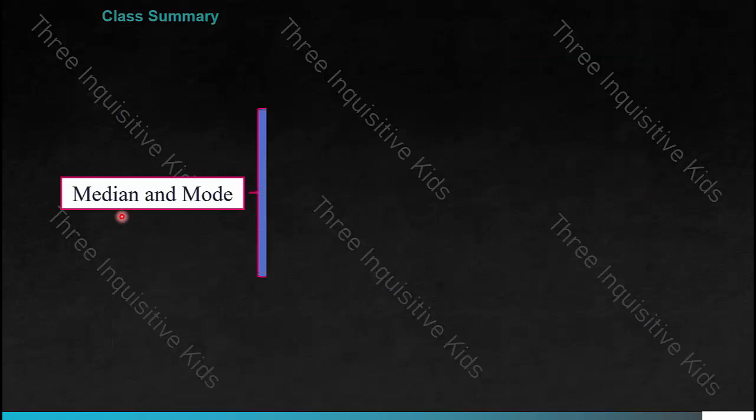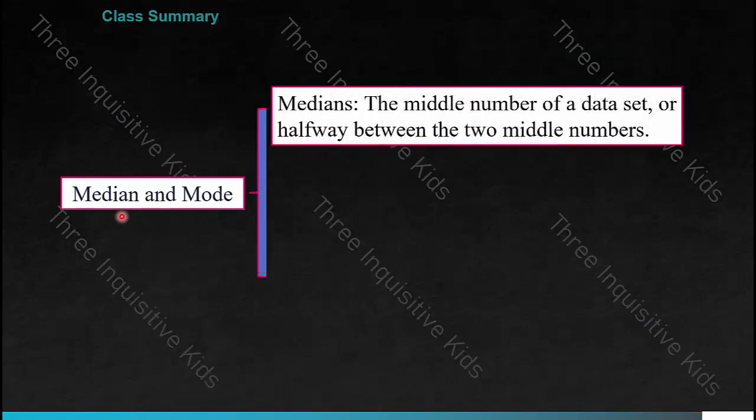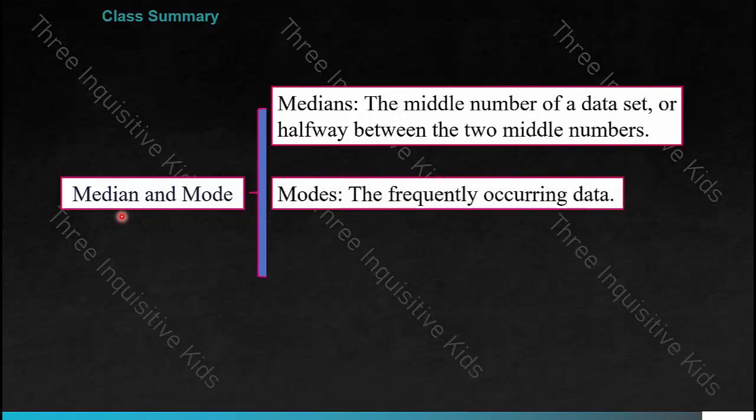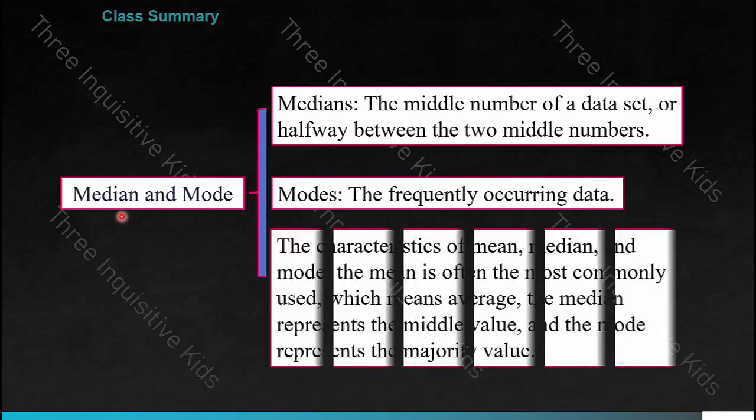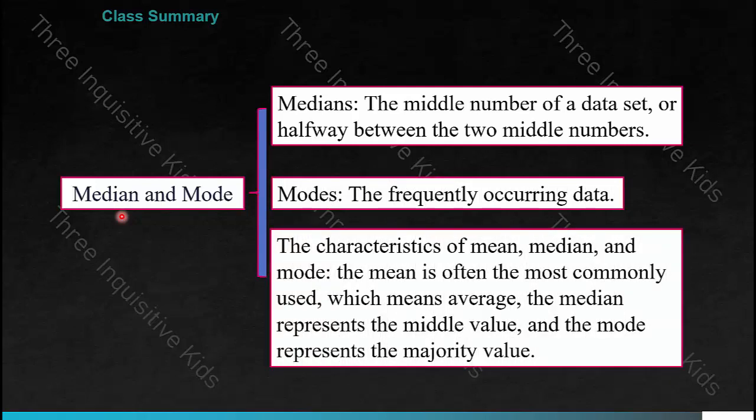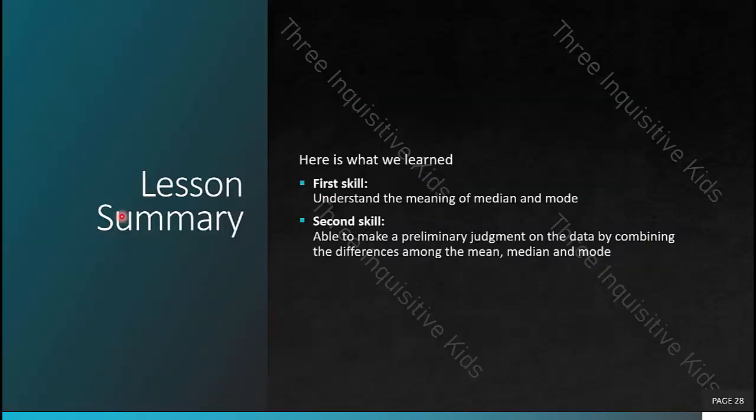Class summary. Median and mode. Median, the middle number of a data set, or halfway between the two middle numbers. Mode, the most frequently occurring data. And the characteristics of the mean, median, and mode. This is very important. The mean is often the most commonly used, which means average. The median represents the middle value, and the mode represents the majority value. The two skills we learned today are to understand the meaning of the median and the mode, and to be able to make a preliminary judgment on the data by combining the differences among the mean, median, and mode.